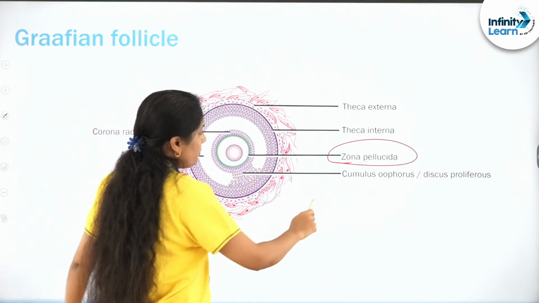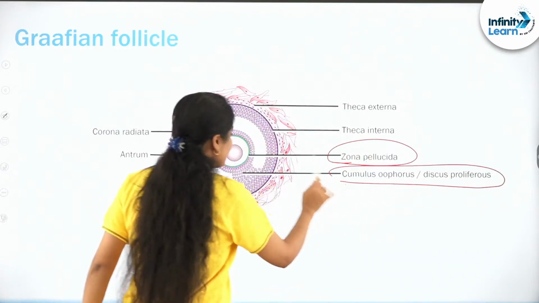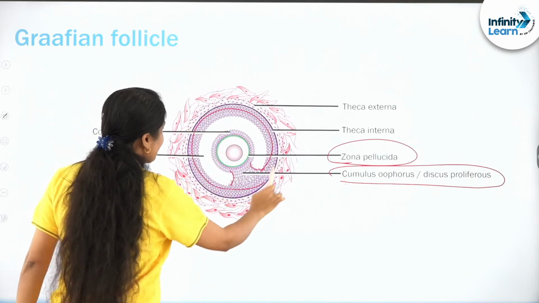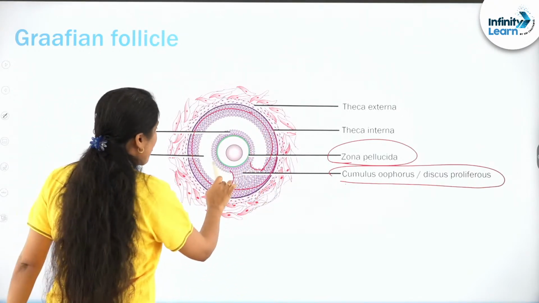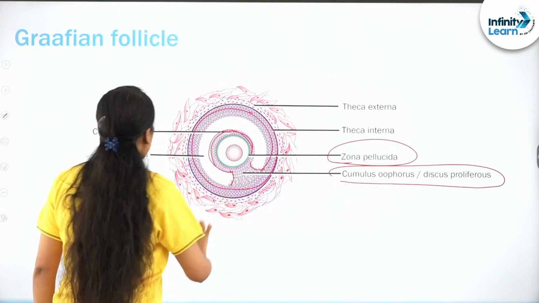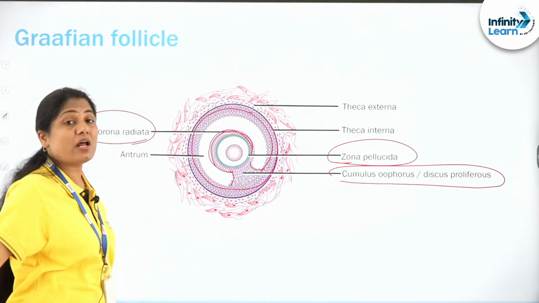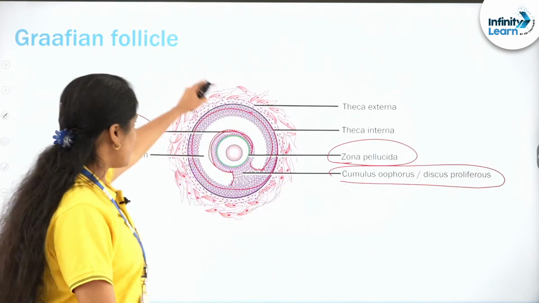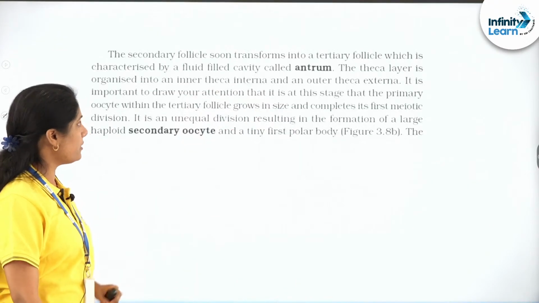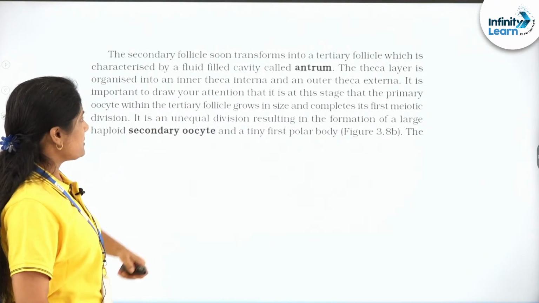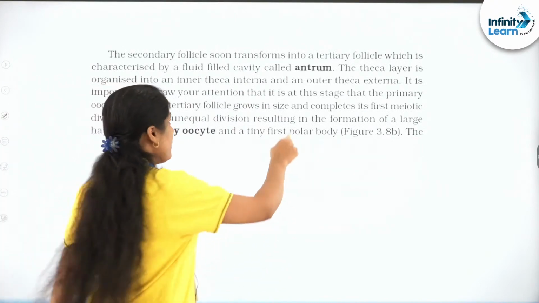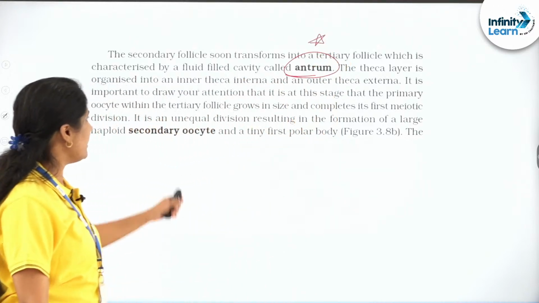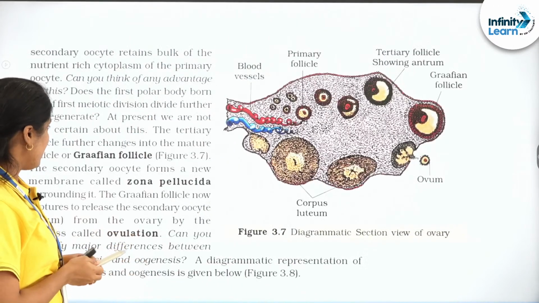So the cumulus oophorus is the neck-like cells which are the granulosa cells, right? And these granulosa cells are also forming a crown-like structure around it, which is called the corona radiata. So that's a nice structure of the Graafian follicle. Right? This is something that we have discussed. Antrum is very, very important. Remember, it is a fluid filled structure that's present in the tertiary follicle.